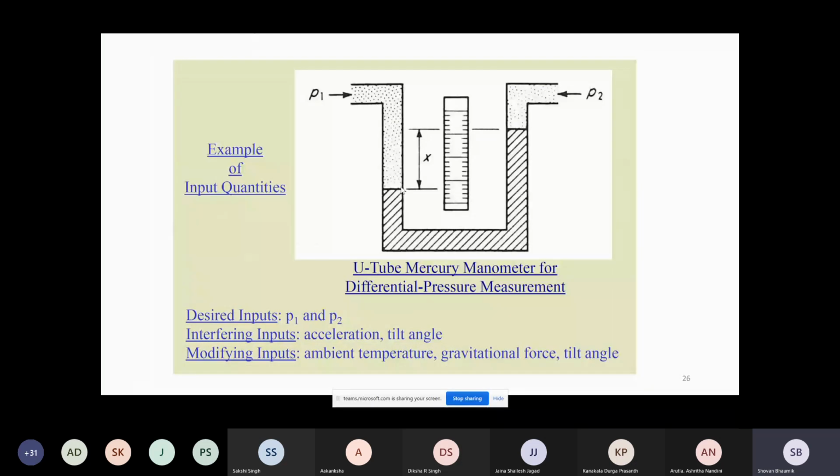Now let's come to another example, the manometer. Very simple examples I'm giving. It's a manometer. What is that? It's very simple. There are two pressure arms, P1 and P2, and there is a mercury arm, and there is a scale. Very simple.